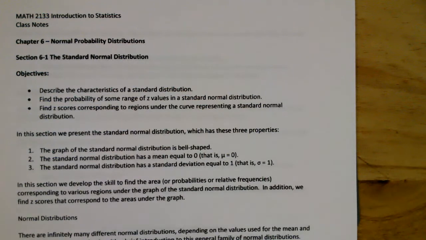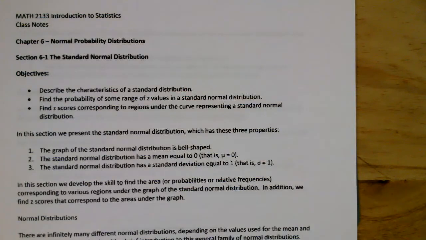Right, in this video, we're going to talk about Chapter 6, dealing with normal probability distribution. So this starts Chapter 6. We're going to talk about the standard normal distribution, and then we'll go into applications of the normal distribution, and also we'll deal with the central limit theorem. So those sections pretty much deal with the normal probability distribution.